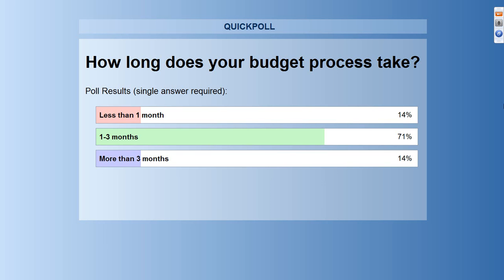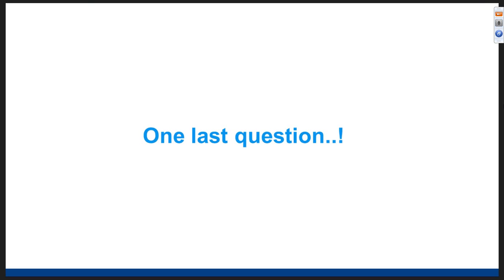Okay, so there we have it. We've got about 70% of people taking between 1 and 3 months for a budget cycle. That's not uncommon. What we're asking you is, what would it do to your organisation if you could move yourself? If you take more than 3 months now, if you could go to the 1 to 3 month category, and if you're in the 1 to 3 month category now, how important would it be for you to get into the takes less than 1 month?